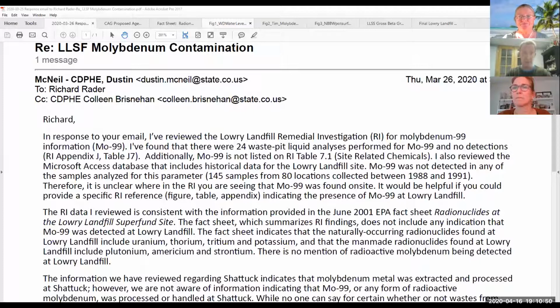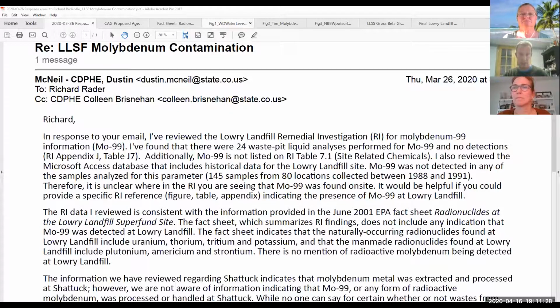Reviewed the fact sheet that Lisa had provided, and it did provide some information about naturally occurring radionuclides that have been present at the site. They included uranium, thorium, tritium, and potassium. And some of the man-made radionuclides at the site included plutonium, americium, and strontium. And again, there was no indication of radioactive molybdenum being detected at the site.